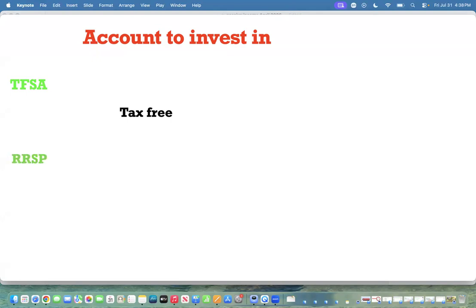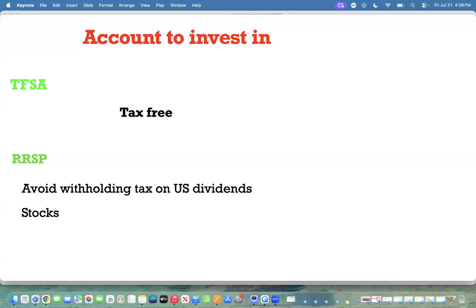Another one is the RRSP, especially if you're buying dividend stock from the US, you want to avoid withholding taxes on those dividends. So other people can use an RRSP, avoiding withholding tax on US dividend stocks.